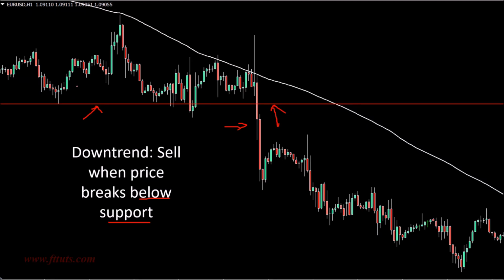But if it bounces off this support, okay, in a downtrend, should you buy here? No, because this is a downtrend. You don't want to be buying. You want to be selling when it tests a resistance, for example here, or even here. And if the price does come up and test this support which became resistance, you can sell here, okay? Never trade against the trend if you're a beginner.